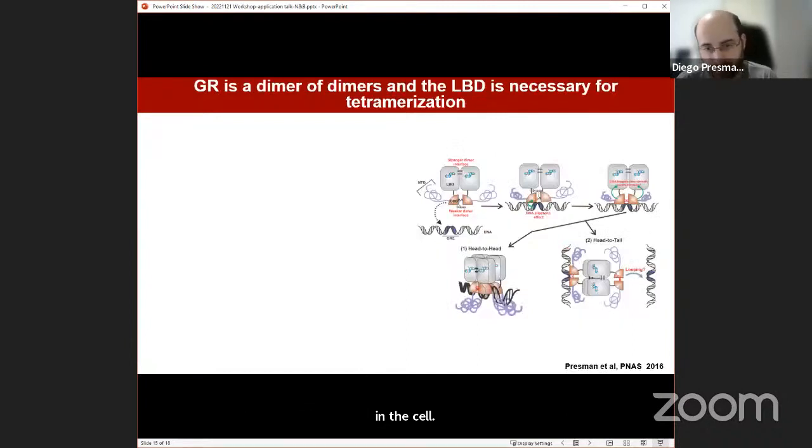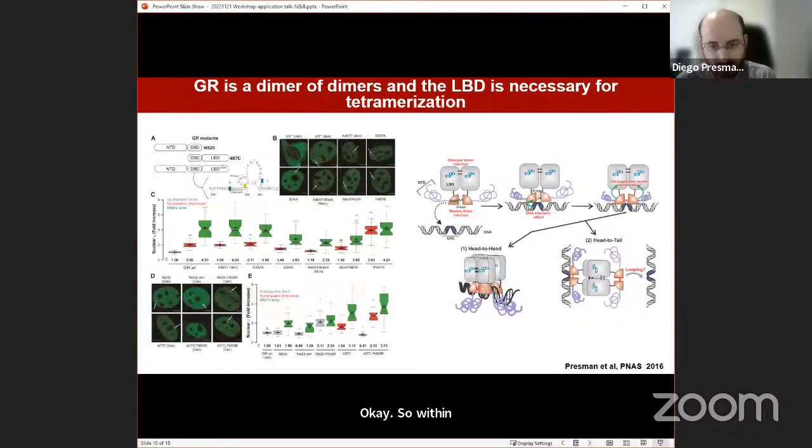We did a lot of mutations and truncations, and I'm not going to go into the details. I'm just going to show you the model we came up with, where GR is a dimer with at least 2 dimerization interfaces. Even though the intrinsically disordered region is also involved somehow in dimerization, it binds to DNA. Once it binds to DNA, there are conformational changes supported by X-ray crystallography, and that somehow triggers a conformational change in the LBD, in another portion of the protein. And the LBD is necessary to promote this tetramerization.